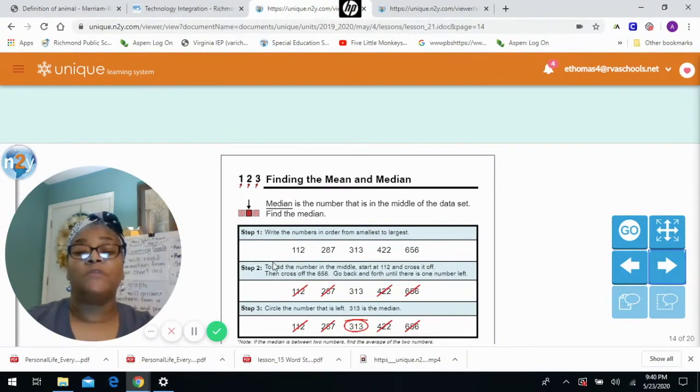So now to find the number in the middle, we're going to start at 112 and cross it out. We cross that one out. And then we're going to go from end to end until we end up with 1 in the middle. So we cross 112 out. Then we go to the end. We're going to cross out 656. Then we're going to come back and cross out 287. Then we're going to come back and cross out 422. And then the number that will be left is 313, like it has down here. So circle the number that is left, and 313 is the median. All right? That's the median.